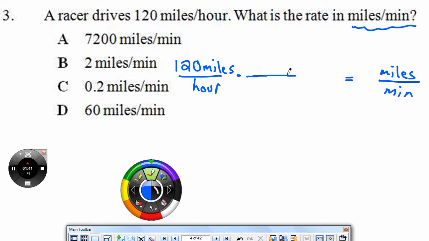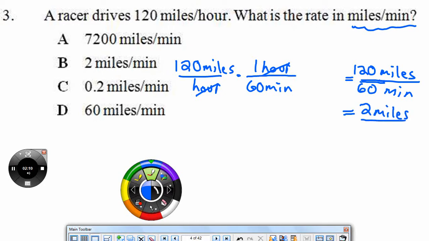So I need to multiply by 1 conversion. 1 hour is the same thing as 60 minutes. Notice I put the hours on top so that they cancel with the hours on the bottom. And I just multiply straight across. So this would be 120 miles for 60 minutes, and then I can reduce that, and that would be 2 miles per minute. So that would be B.